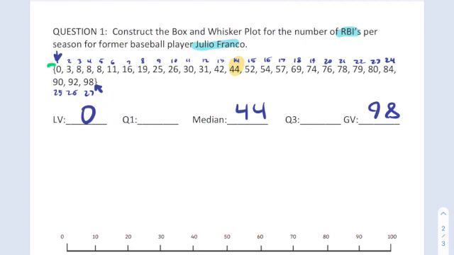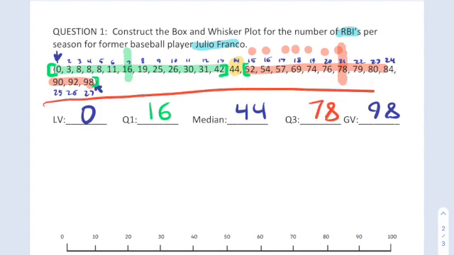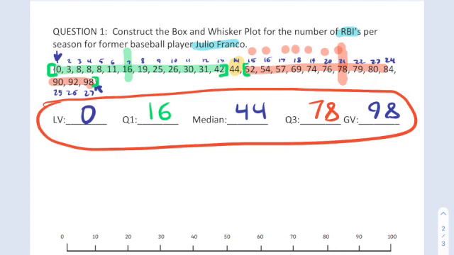Now remember, the median cuts the data into 2 halves. In this first half, there's 13 numbers, so the middle number would be the 7th number, and that would be our first quartile, 16. And the second half of the data would also have 13 numbers, and the middle number would be the 7th number, which we might need to count to. And we see that that middle number there is 78. And now we have our 5-number summary, which is going to allow us to make our box plot.